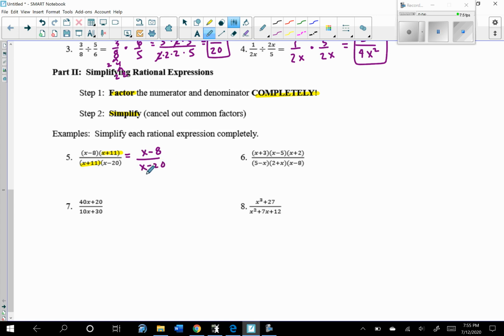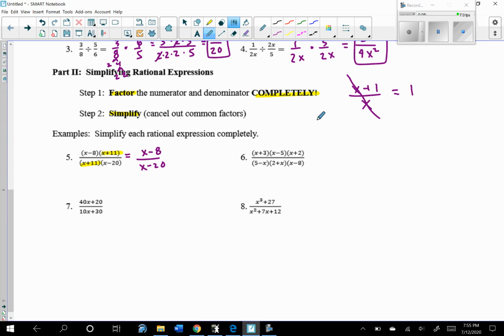Now be very careful because you cannot cancel out these x's right here, which students often try to do. This x is attached to the 8 and this x is attached to that 20. For instance, just as an example to show why you cannot, if I had x plus 1 over x, if you were to cancel these out, you're saying that this is equal to 1.